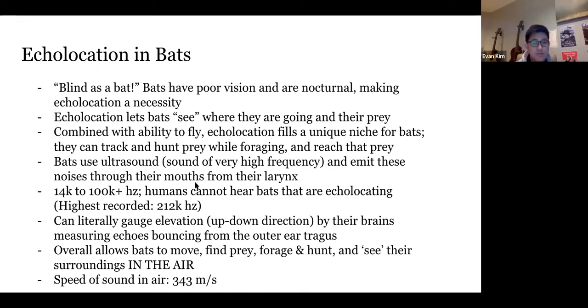But yeah, in summation, bats can use the echoes returned from sounds that they emit from their larynx to know how far away their surroundings are and what kind of surroundings there are. They can understand things like the size of prey, the density, and even the direction they're moving.